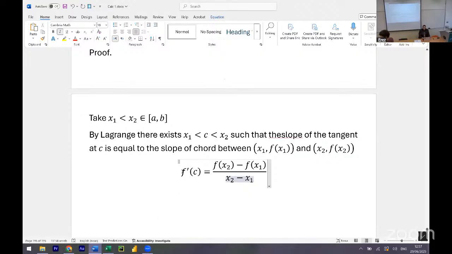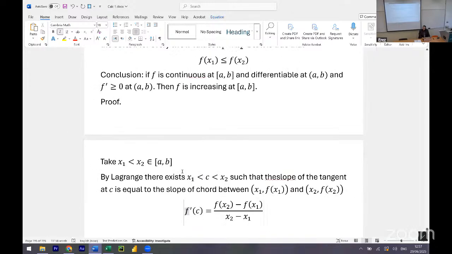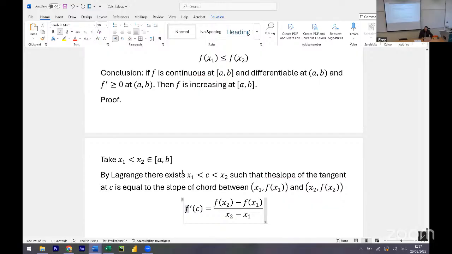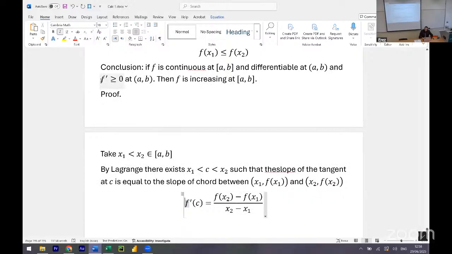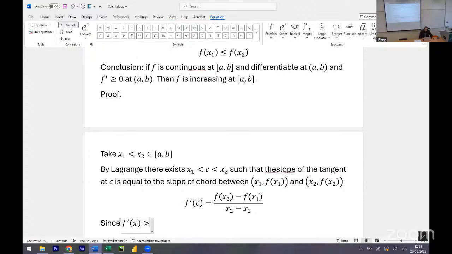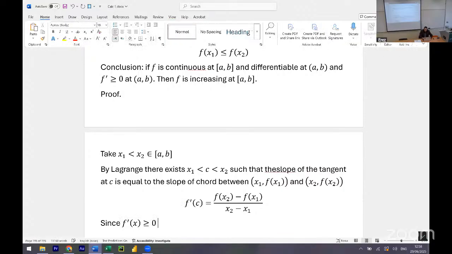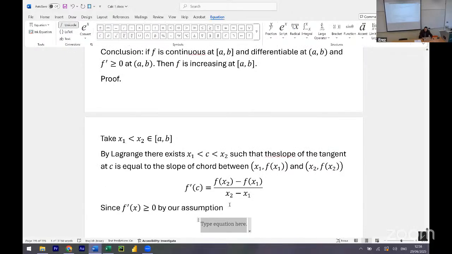Now, what do we know about the derivatives? What are the assumptions here? The assumption here about all the derivatives. All the derivatives are non-decreasing. No. All the derivatives are positive, sorry. And since f prime of C is larger or equal to 0 by our assumption, then the chord has a slope which is increasing.